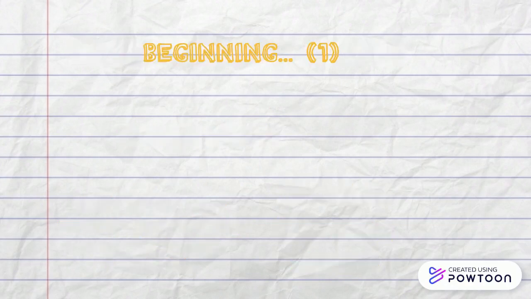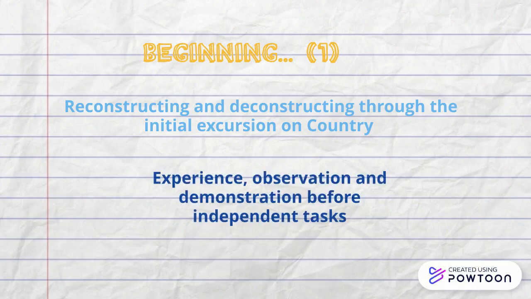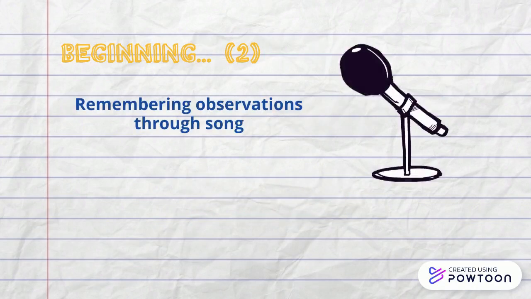The first stage of this project demonstrates another aspect of Aboriginal pedagogy through reconstructing and deconstructing. This is done through the facilitation of an excursion to country, where students observe native bush foods and medicines in the natural environment before planting them. In order to remember the important information shared by elders on the excursion, the educator can then guide students into making a song about their observations.